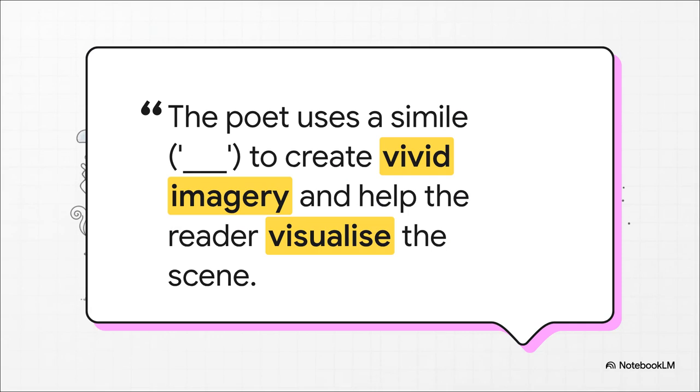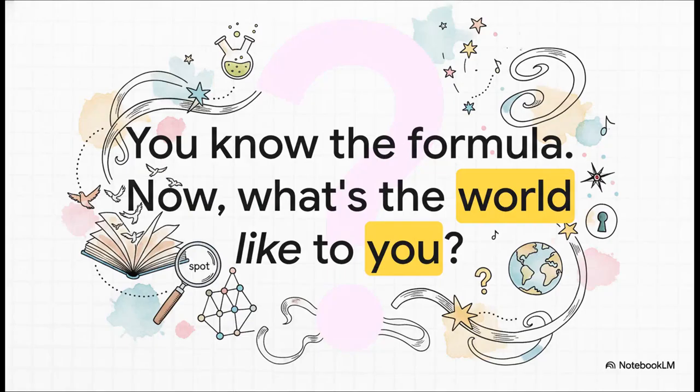All you have to do is plug the simile you found right into the blank spaces. So for example, the poet uses a simile, "mouth like a fireplace," to create vivid imagery and help the reader visualize the scene more clearly. See? Using a sentence like this shows you didn't just find the simile, it shows you understand why the author put it there in the first place. That's the key.